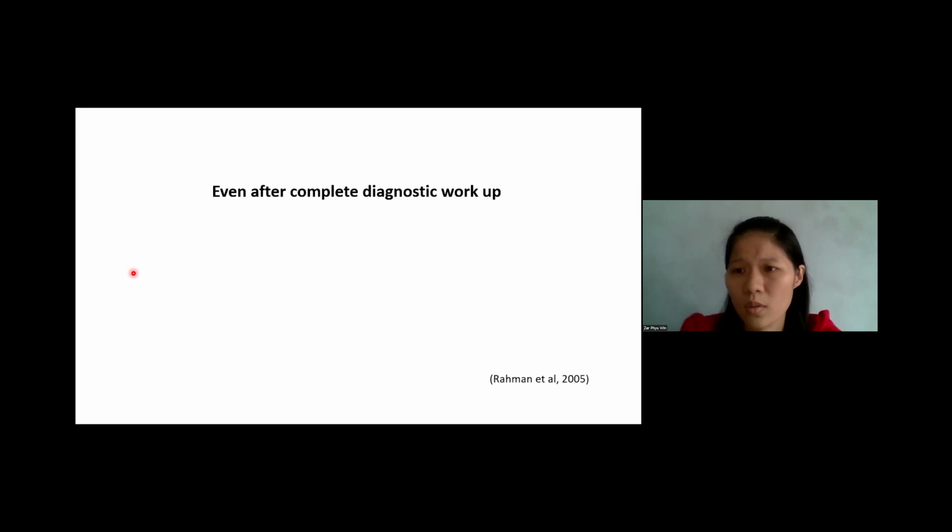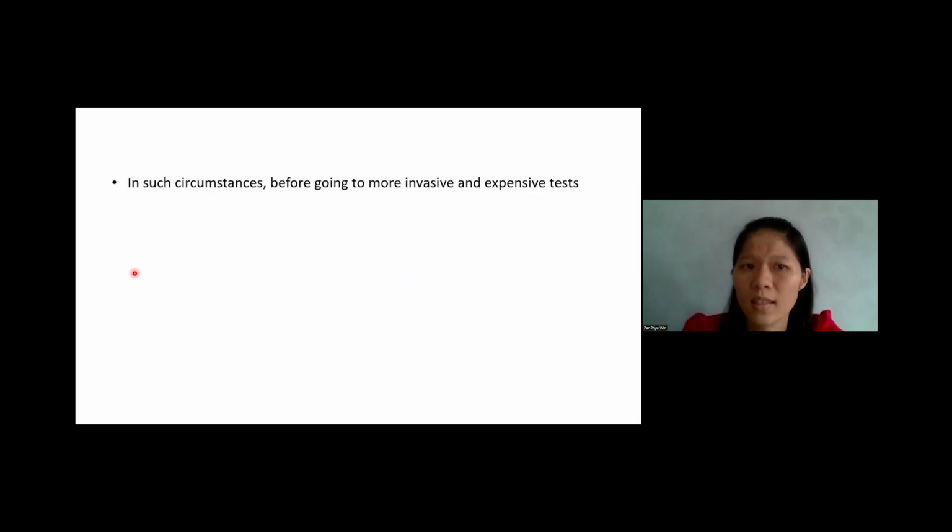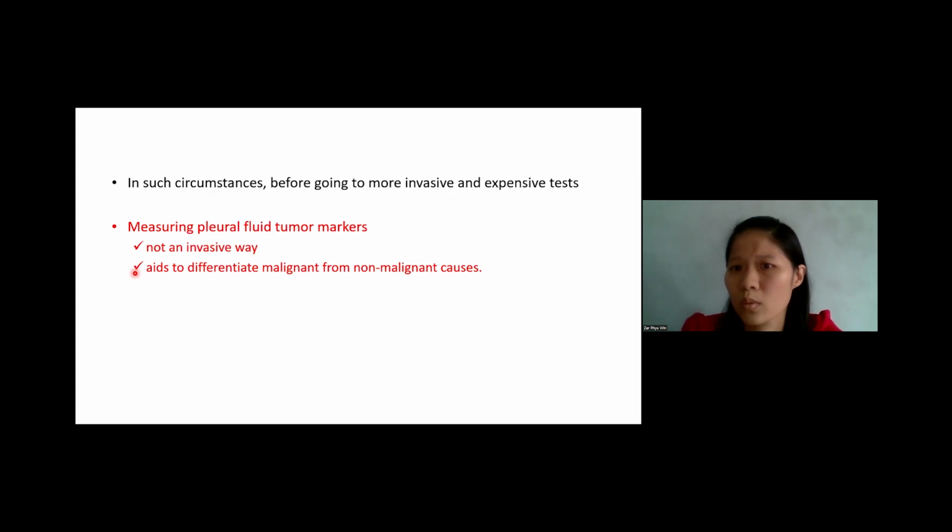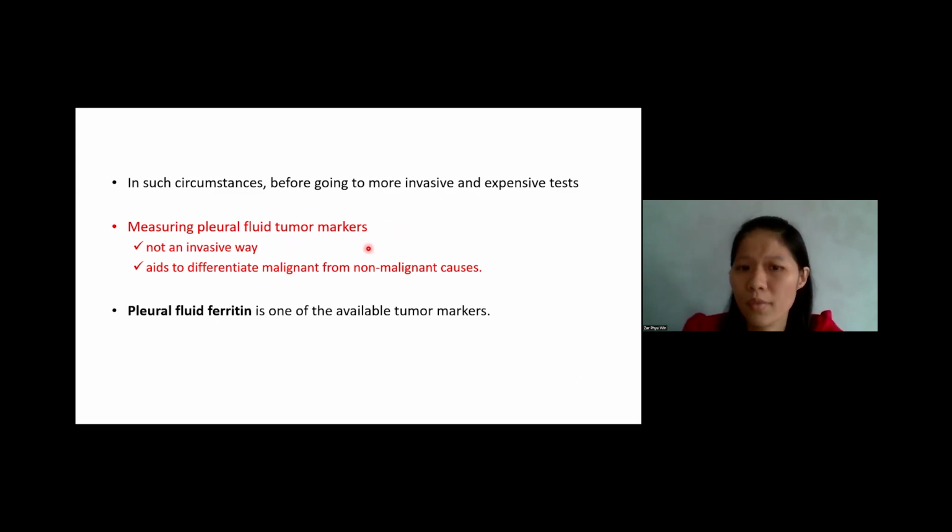Even after complete diagnostic workup for pleural effusion, like we take history, examinations, all the necessary basic tests, and the pleural fluid analysis, even after this, in 15% of pleural effusion we cannot find out the exact cause of it. In such circumstances, we need to move on to more invasive, complicated, expensive tests. So before moving on to these, measuring pleural fluid tumor markers has a tempting role as they are not invasive and they aid to differentiate malignant from non-malignant causes. And pleural fluid ferritin is one of the available tumor markers that can be used nowadays.